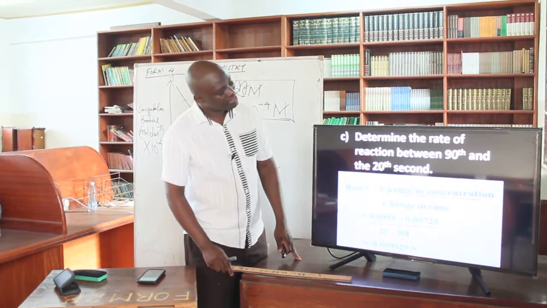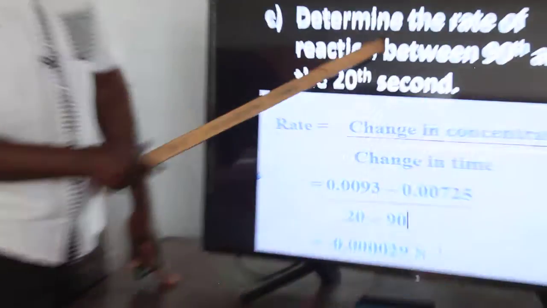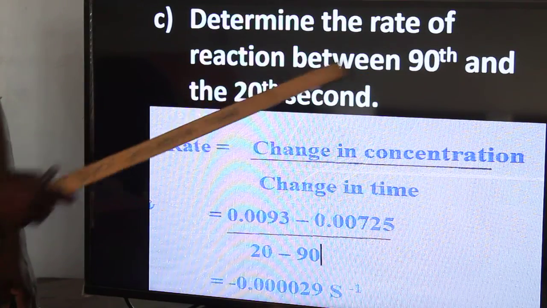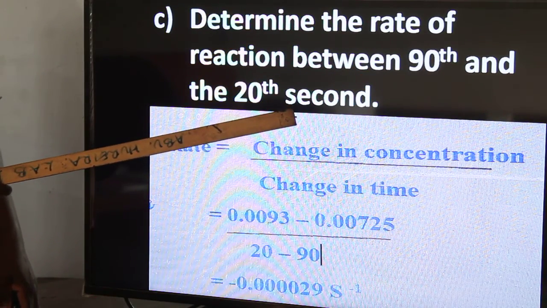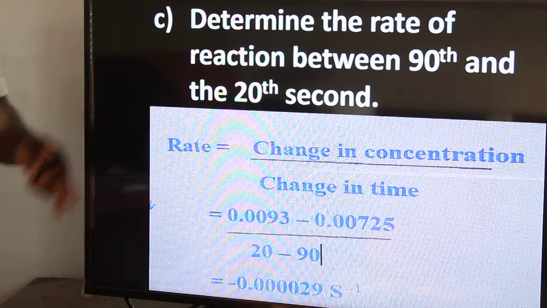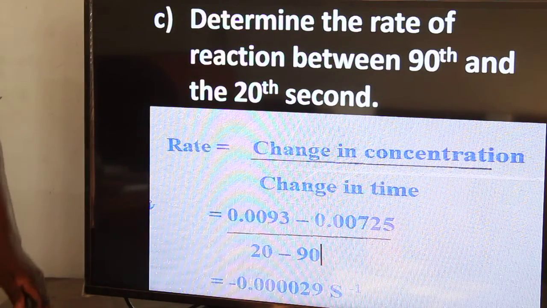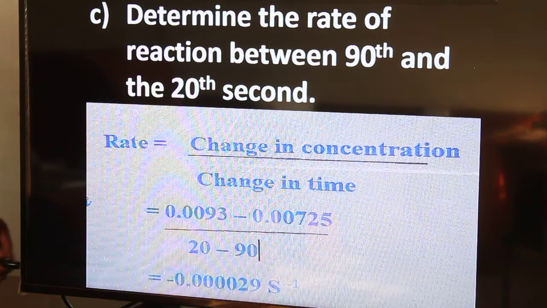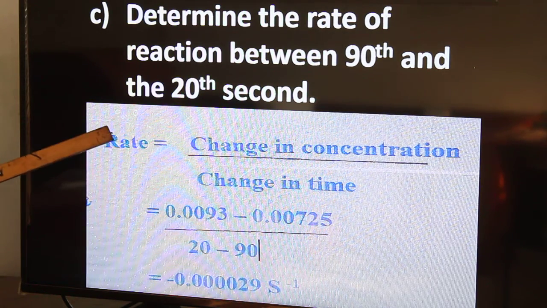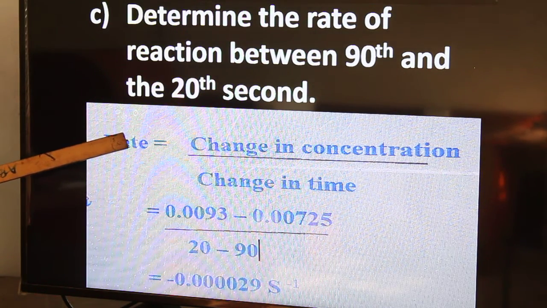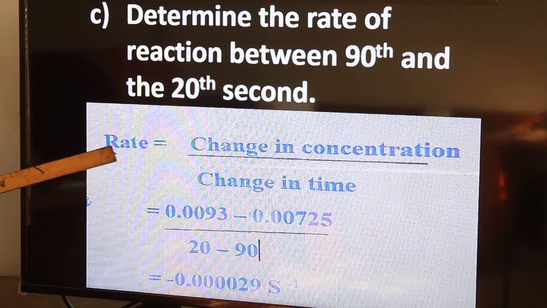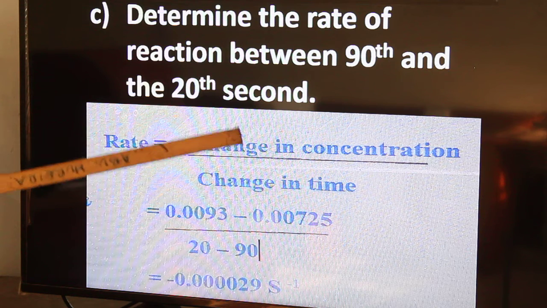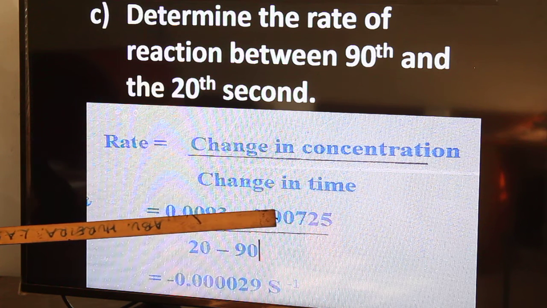Then we are told to determine the rate of reaction between the 20th and 90th seconds. Here we are going to get the average rate between 2 points. So the question is testing the average rate between 2 points. How do we get rate? The rate is the gradient of that curve. And how do we calculate the gradient? Change in concentration over change in time. It can be change in y over change in x.